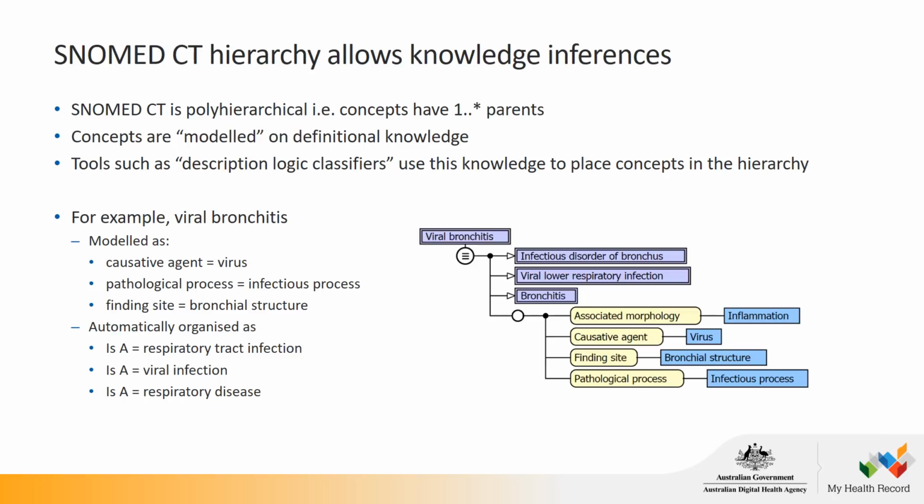When you are modeling a concept such as viral bronchitis, it is fairly straightforward as a terminology analyst to state the attribute relationships that help define the concept and follow editorial rules, such as causative agent equals virus, pathological process equals infectious process, and finding site equals bronchial structure. However, it is more difficult to place the concept within the hierarchy and find all the relevant parents. So we have tools called description logic classifiers that can automatically organize a concept and give the appropriate ISA relationships, such as respiratory tract infection, viral infection, and respiratory disease. The image on the right shows the defining relationships of the viral bronchitis concept.